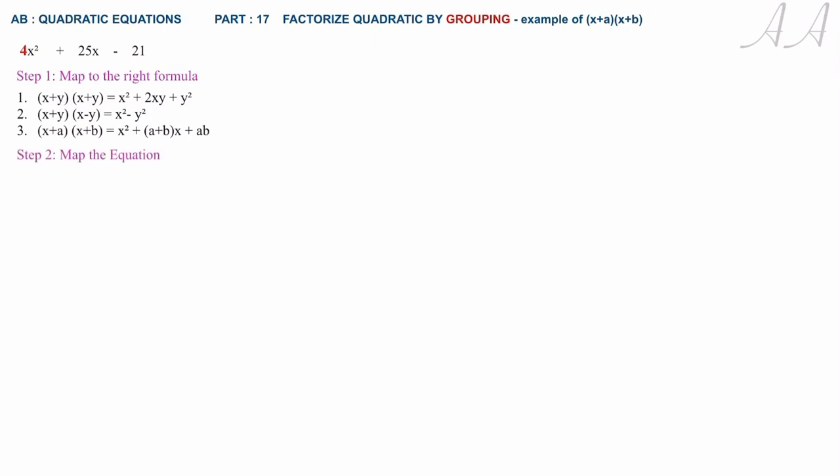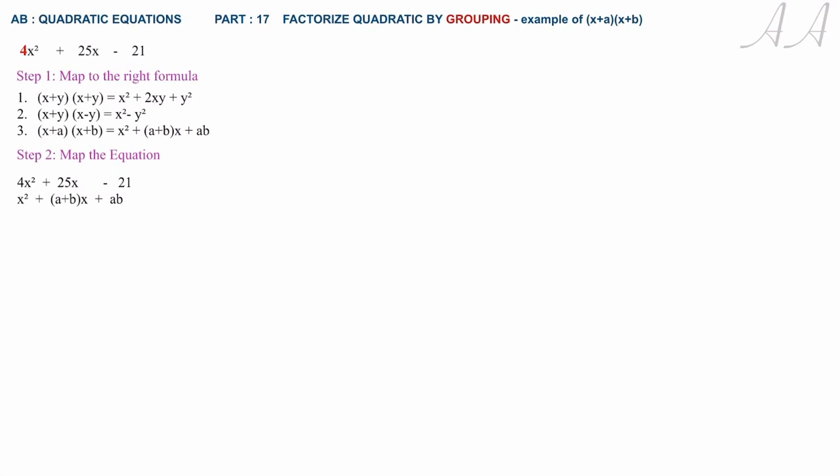Step 2 is mapping the equation. We map the equation by writing the equation we're currently doing over the formula we've just selected. Now that we've mapped our equation, we can clearly see that we don't have 1 as our coefficient, but we have 4. We will have to simplify the equation.